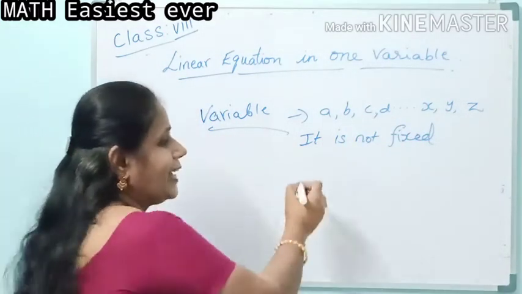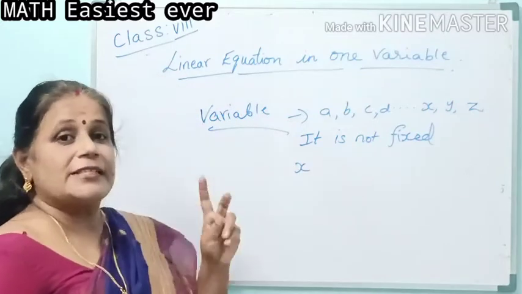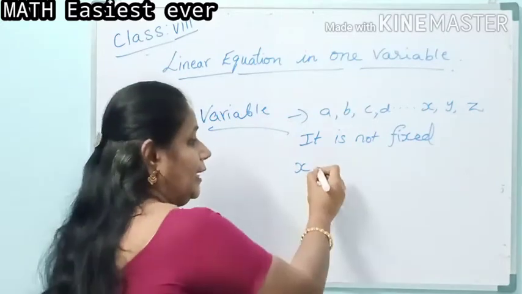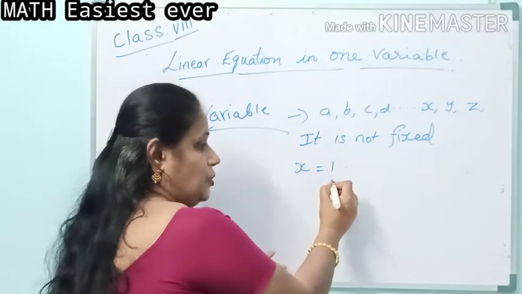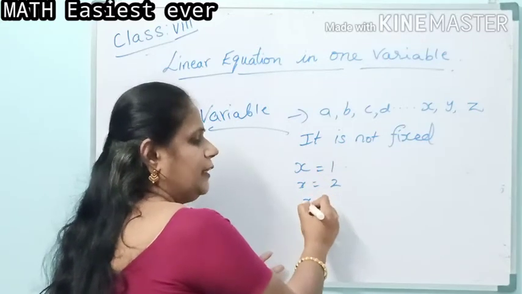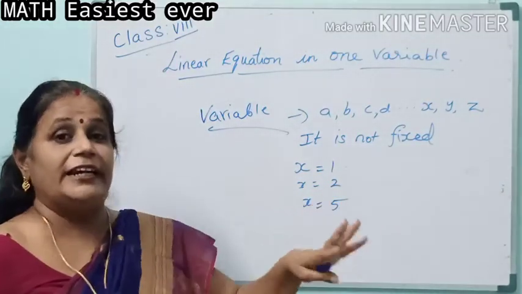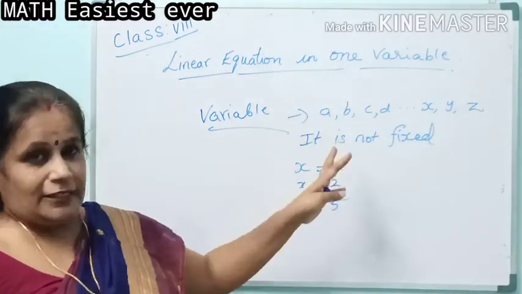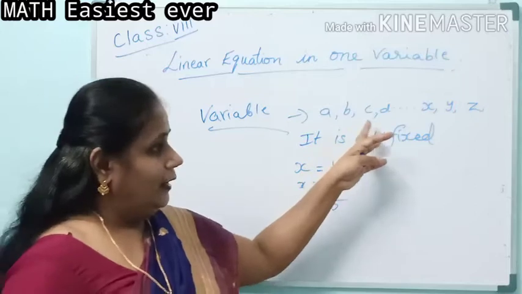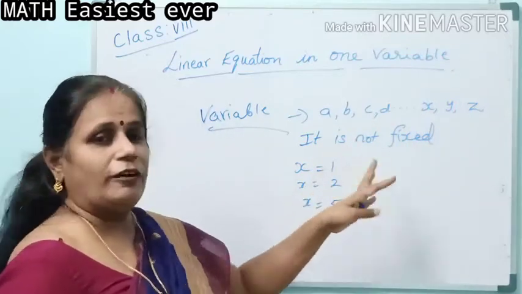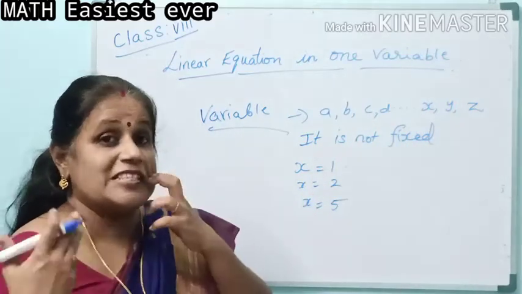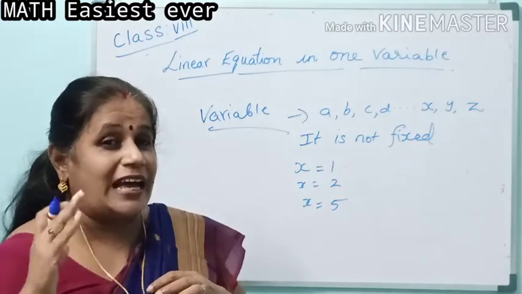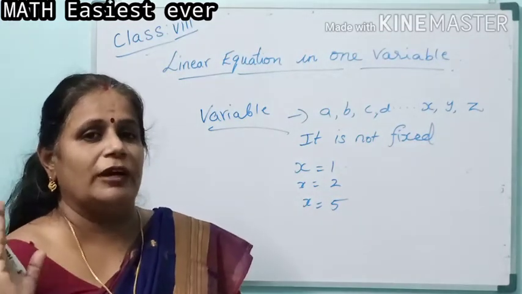For example, x is a variable. X can take any value. You can assign x as 1, x as 2, x as 5, whatever numbers. You can assign different values to a variable. That is the main thing. A variable is a small letter of the alphabet and it's not fixed. Its value keeps changing. You can assign any value to the variable.